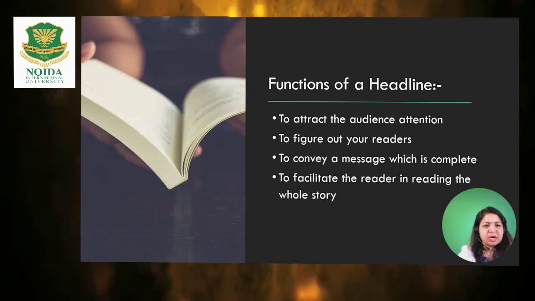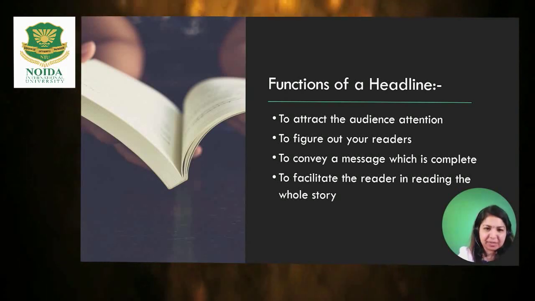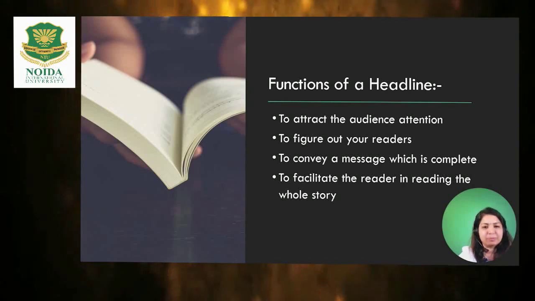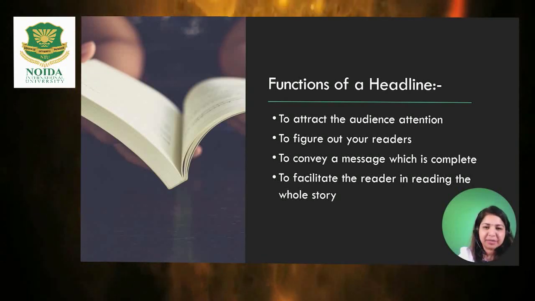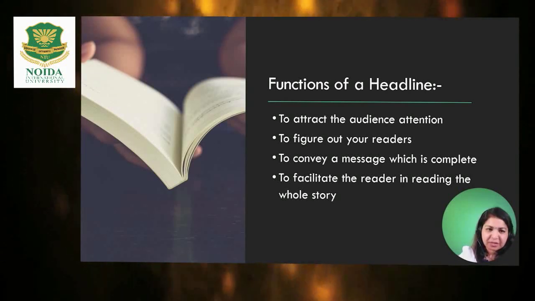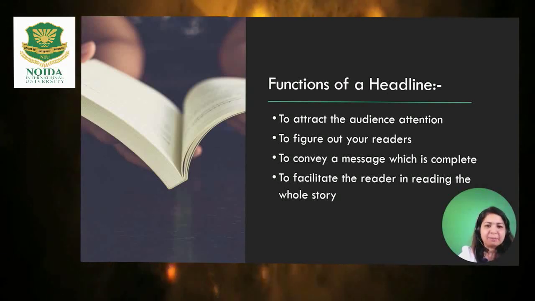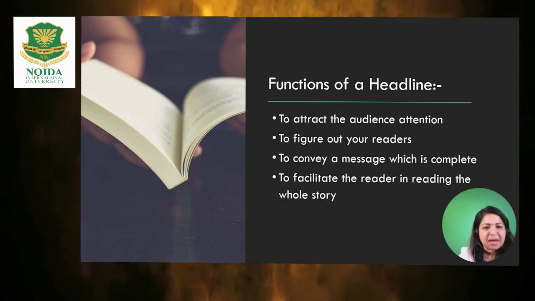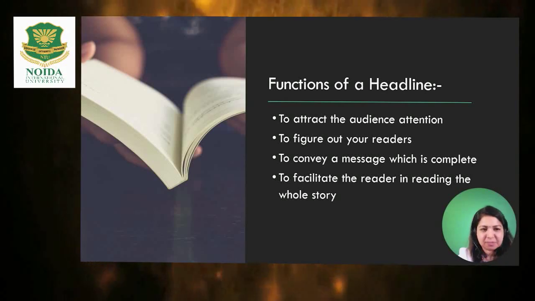Third point is to convey a message which is complete. A headline must not be ambiguous or incomplete. It has to be informative and complete. However, an ambiguous headline may work if a graphic or a picture supports it. Most people read headlines rather than the entire news story or article. Hence, a headline must ensure that a fine balance between crispness and informativeness is maintained.